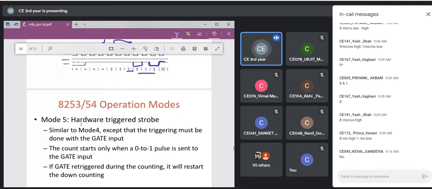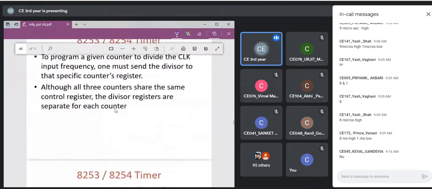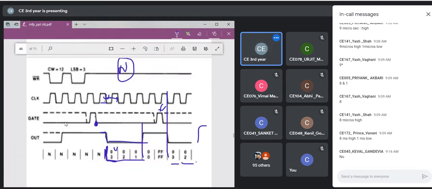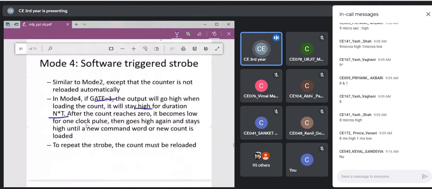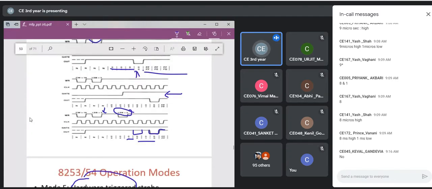This is hardware triggered stop. Hardware triggered, what you've seen somewhere earlier even. That was mode 1. What was happening there? You were triggering using the gate. That is what the difference was, right? So that is going to happen here. Hardware trigger. And what is stop? Stop we have seen somewhere here.